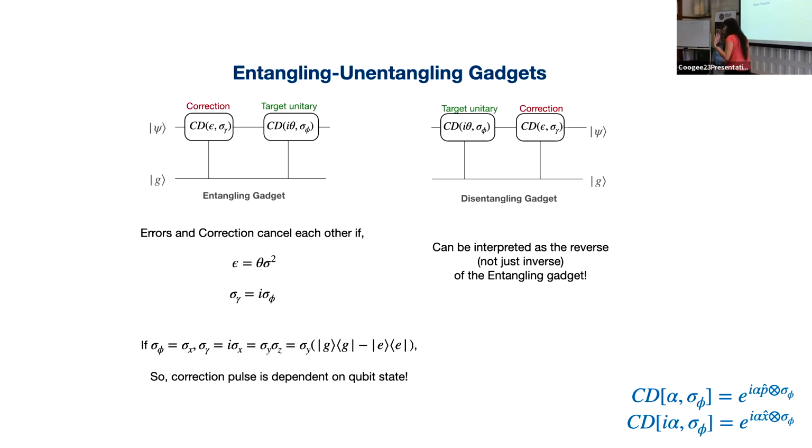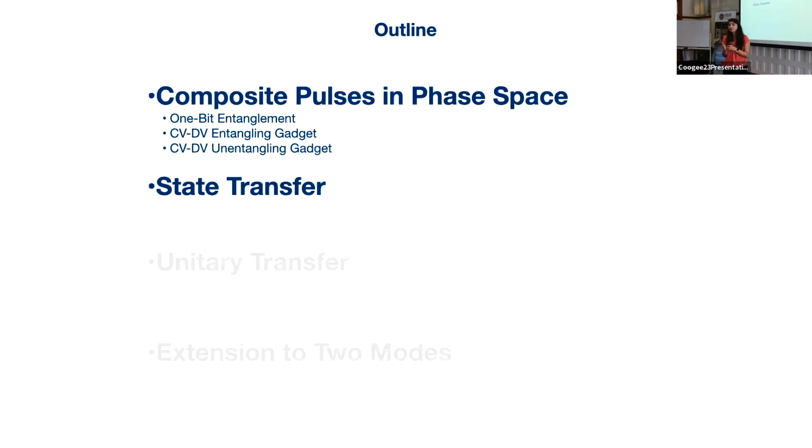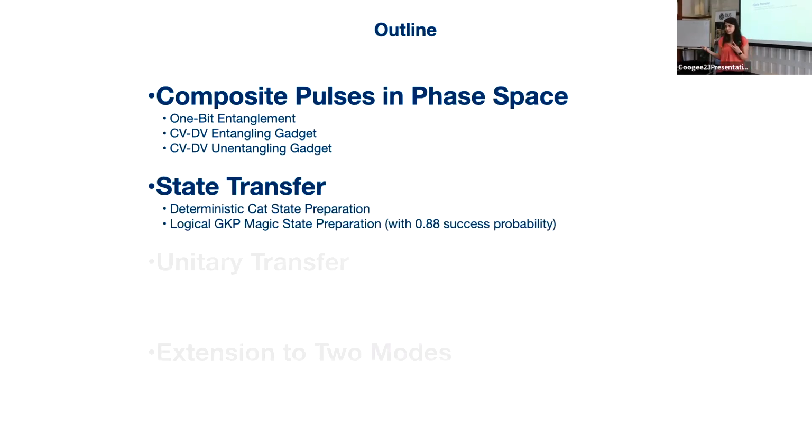So, okay, let's come to a few solutions that this framework provides now. State transfer. I'm going to talk about the cat state preparation, deterministic cat state preparation. So far the cat state preparations are dependent on your measurement outcome, but my scheme would show how you can make cat states without depending on the outcome of your ancilla qubit. And then I'm going to talk about the logical GKP magic state preparation, which they did not optimize for in the experiment. They just optimized for logical Pauli eigenstates.